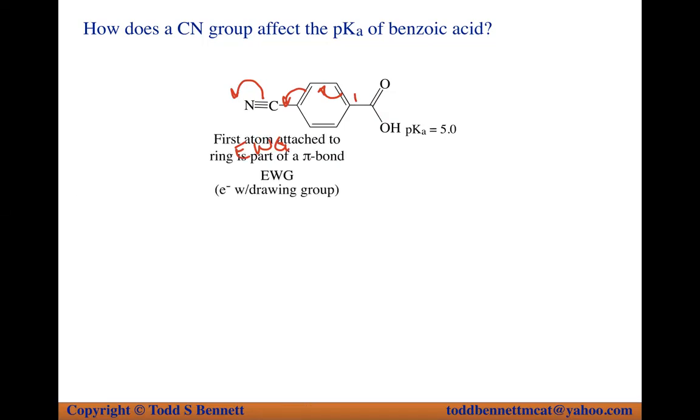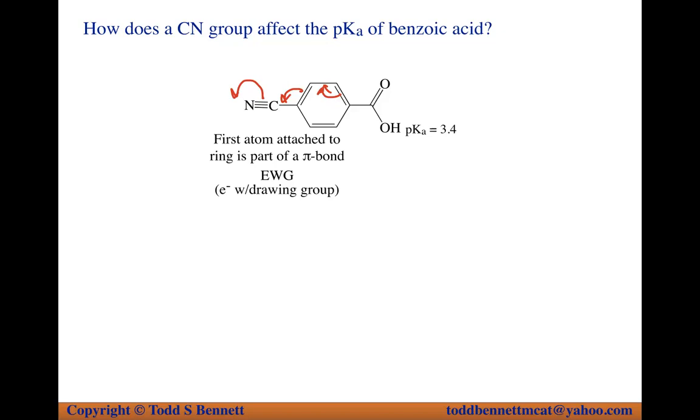So let me get rid of my electron withdrawing words here. First time attached is electron withdrawing, so when it pulls electron density away, it makes it go down. Hence, 3.4 instead of 5.0, and I'll go ahead and draw these here. So this resonance is going to put a positive here, so close to this group that it's going to feel the pain of it. It's going to be a little more acidic.